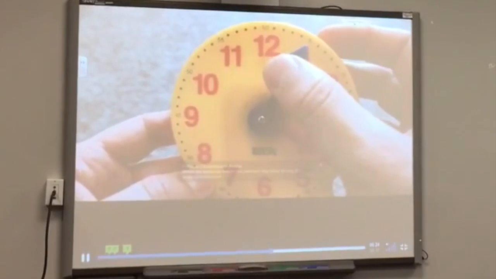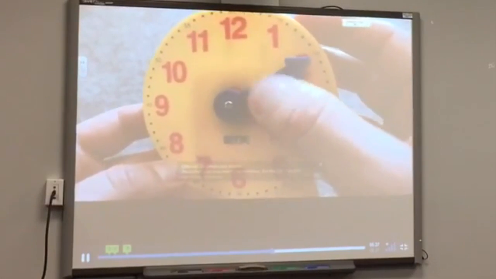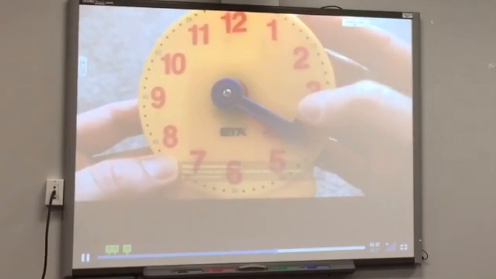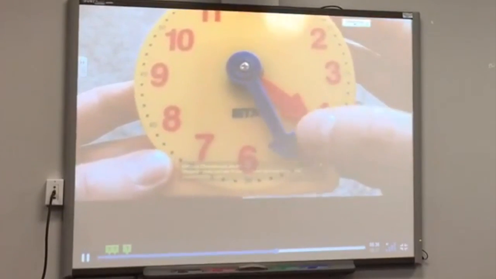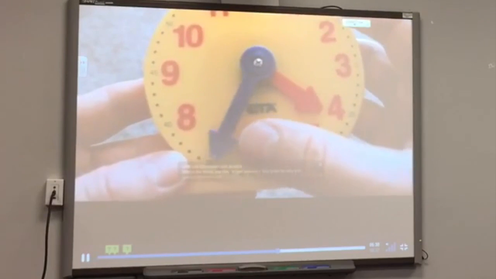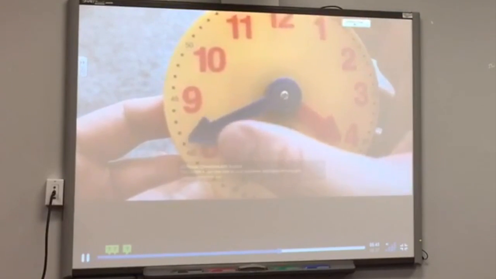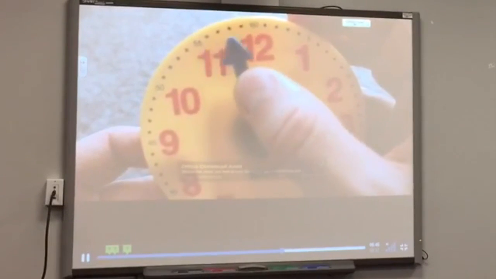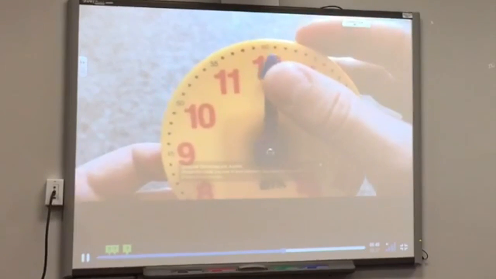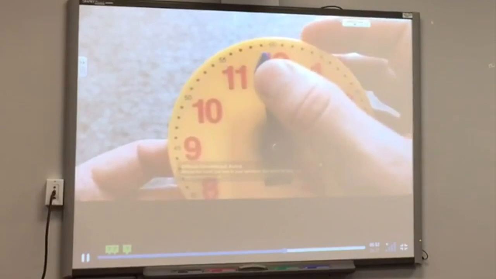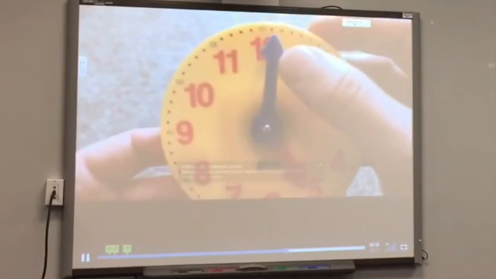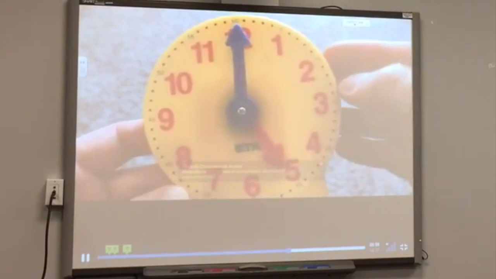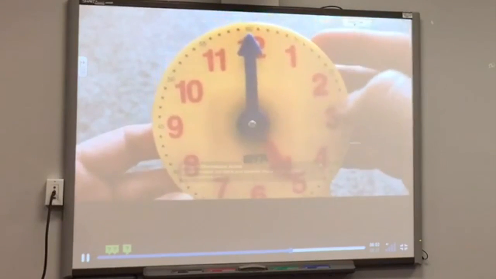We have 4:05, 4:10, 4:15, 4:20, 4:25, 4:30, 4:35, 4:40, 4:45, 4:50, 4:55, and then we get to 5 o'clock when we hit the 60. We go 55, then 60, and that puts us at 5 o'clock, either in the morning or the afternoon. All right, so now we have 5 o'clock right here.